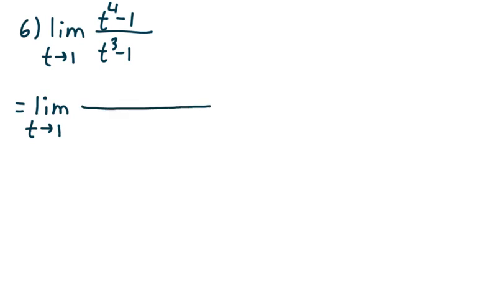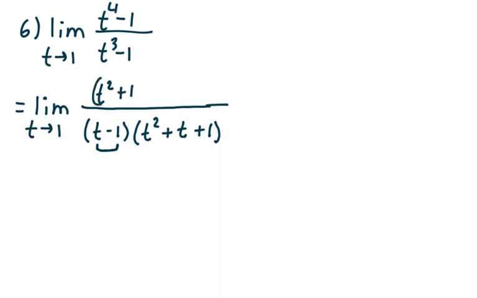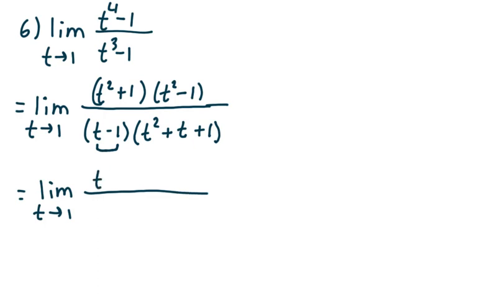Now, if I factor the denominator, it's a difference of cubes. So I'm going to put t minus 1 times square the t, multiply the t and the 1 together and change the sign, and then square the 1. In the numerator, we get t squared plus 1 times t squared minus 1. But we're not done yet because t squared minus 1 can break down. So this is the limit as t goes to 1 of, in the numerator, we get t squared plus 1 times t plus 1 times t minus 1.